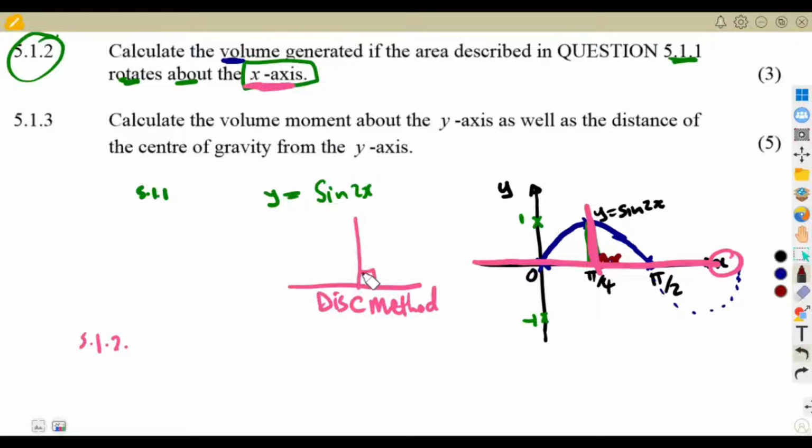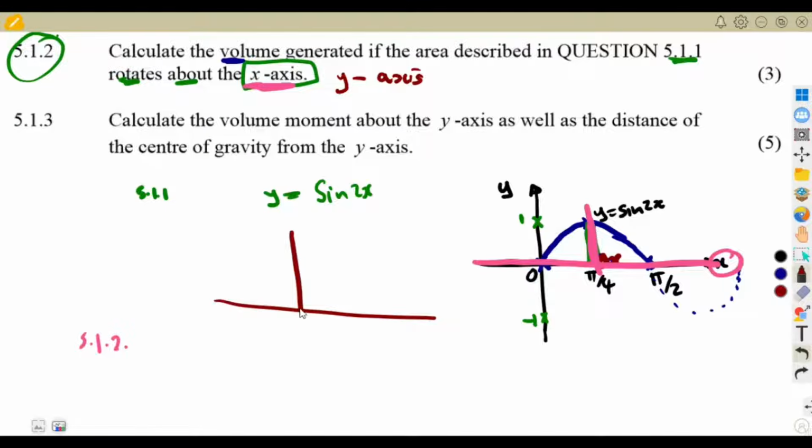Why? We said the representative strip that we are given here is perpendicular to the axis of rotation, which is the x-axis. So if the condition was that they wanted us to calculate this about the y-axis, let's say they said about the y-axis like this, this is what would happen. We have got the y-axis. This is our y-axis. The representative strip is this one. Remember where your representative strip is.